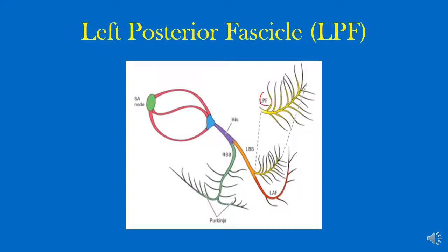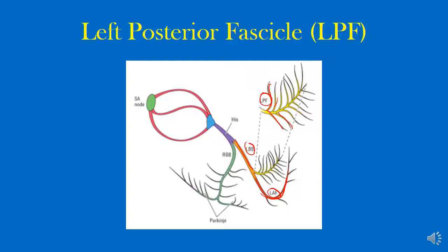Now when we look at the left posterior fascicle, again coming off the left bundle branch, we notice it has a fan-like structure. So you can see it's coming out, fanning out, compared to the left anterior fascicle we just talked about as more of a single-stranded fascicle. And this fan-like structure of the left posterior fascicle gives rise to the Purkinje cells that will then innervate both the posterior and inferior aspects of the left ventricle. And because of its fan-like structure, you can see why it is often difficult to block this fascicle compared to the single-stranded left anterior fascicle.